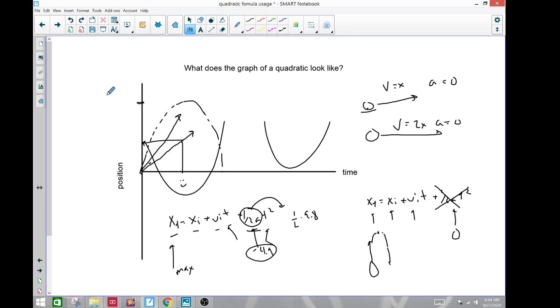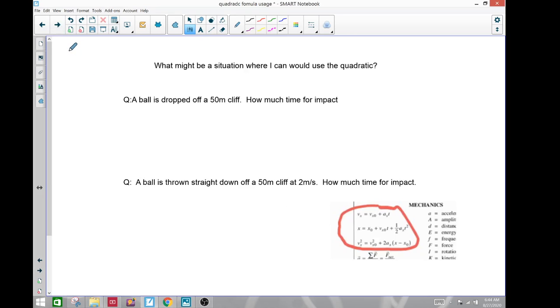Could be this way. Either way, it's an arced curve. So next, all right, let's try. What would be some examples that we might use this for? So let's say our first one. A ball is dropped off a cliff, a 50-meter cliff. How much time for impact? So we have this cliff, and we're just going to drop a ball 50 meters. Do I need the quadratic?